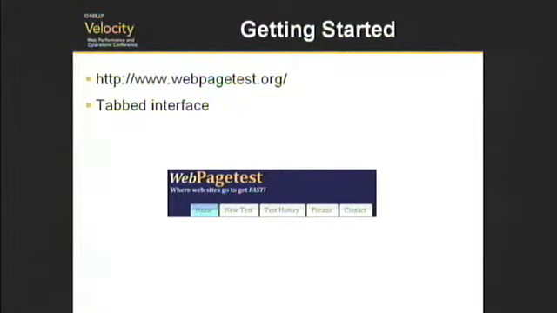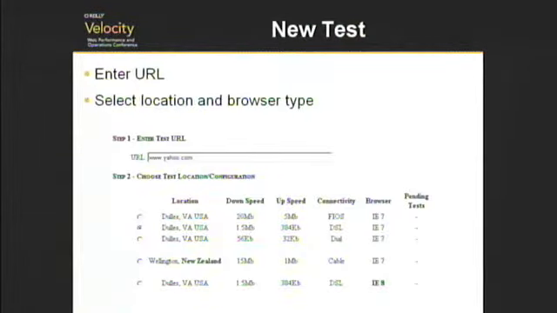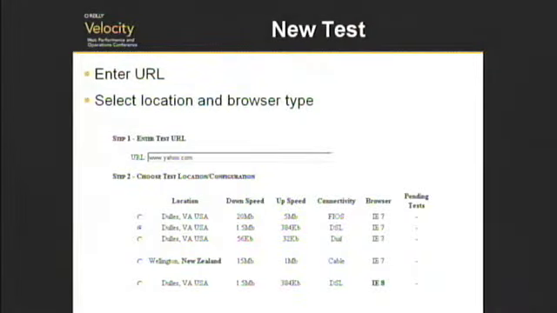It's a tabbed interface. I'm just going to walk through some of the interface here so you can see how to use it. First, you enter the URL you want to test, and then you can select the test location. And you can see there's multiple locations, a few. There's multiple connection speeds, connectivity types, and browser types. Shout out to the Aptimize folks. The New Zealand location there is hosted by those guys.